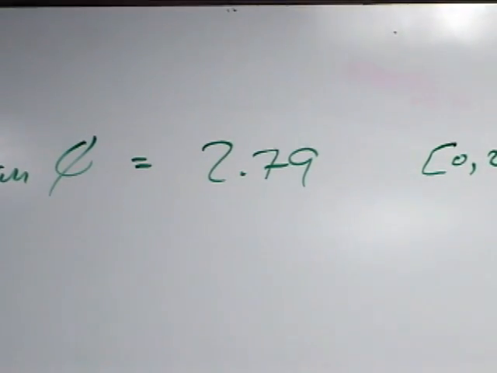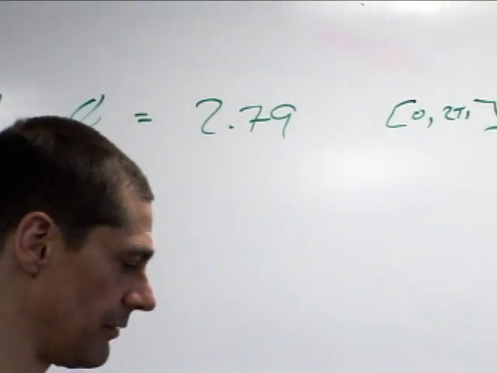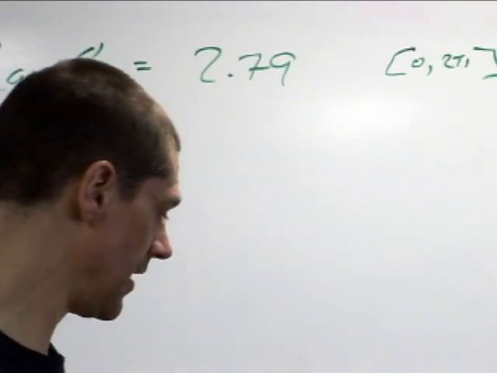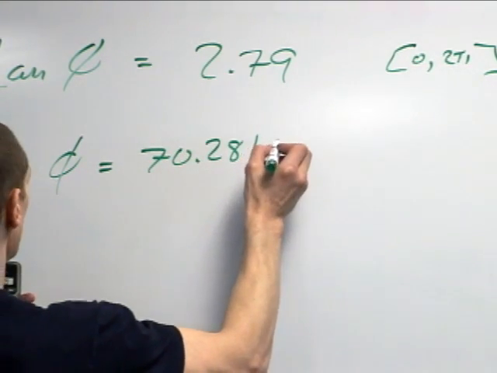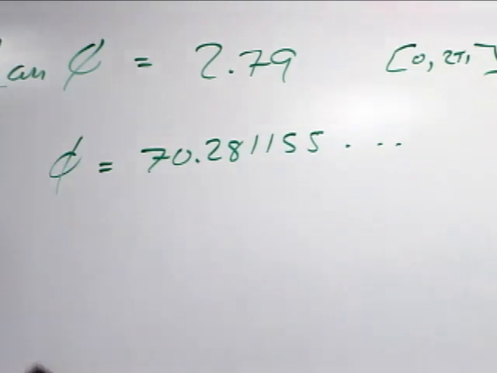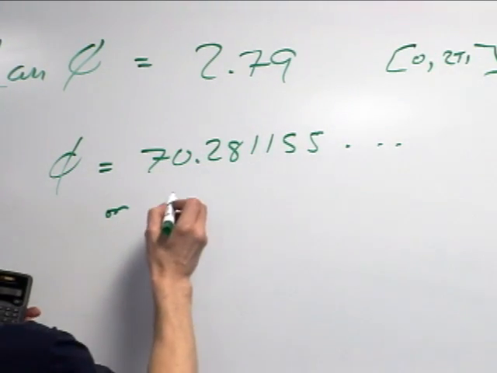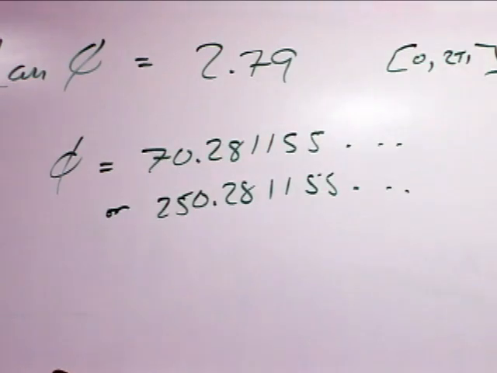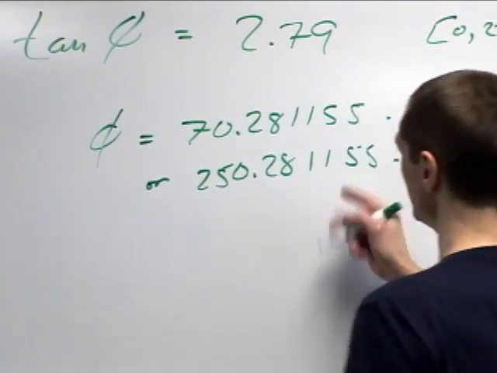Okay, so this is a piece of cake. We're going to let the calculator punch in all the work here. I really should do this in radians. Maybe I'll do it in both, but I'm going to do degrees first. 2.79 arctangent is theta is equal to 70.28115, and so on. Also, we know that tangent is periodic with period pi, or 180 degrees. Plus 180, so, or 250.281155. I'm just going to check it again and hit my tangent. Yep, 2.79.